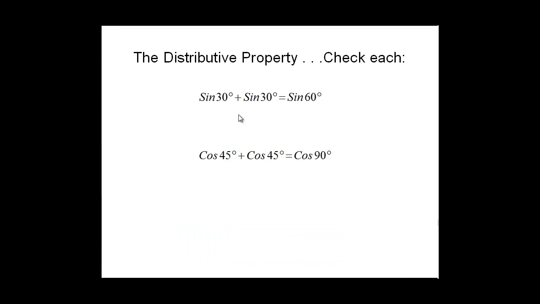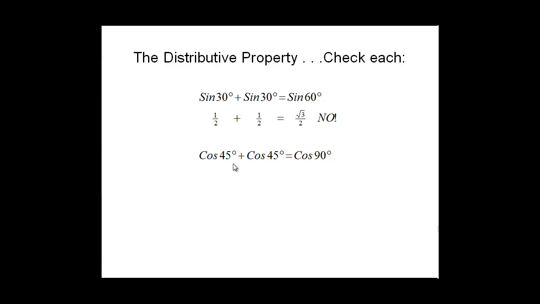In section 2, we're looking at the distributive property, and is sine of 30 plus sine of 30 equals sine of 60? Can you just add two angles and leave the sine function? Okay, let's see if that works. Sine of 30 is 1/2 plus a half, and the sine of 60 is square root of 3 over 2. That doesn't work. So you can't just add the angles.